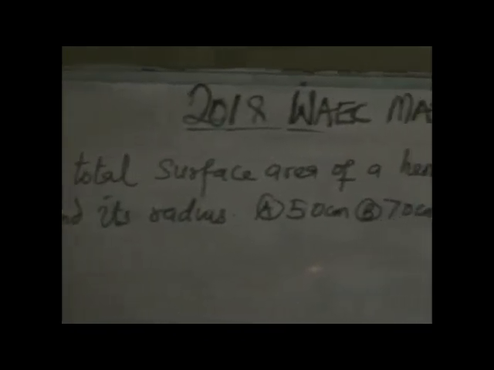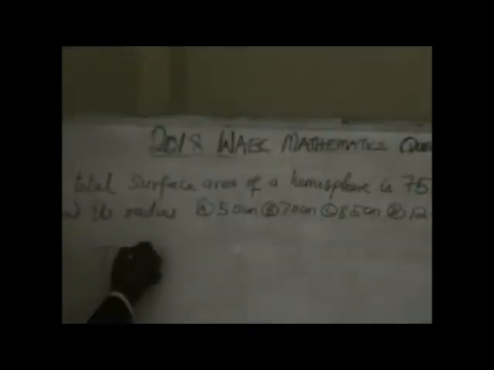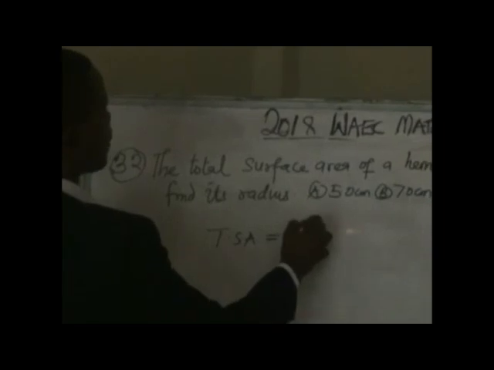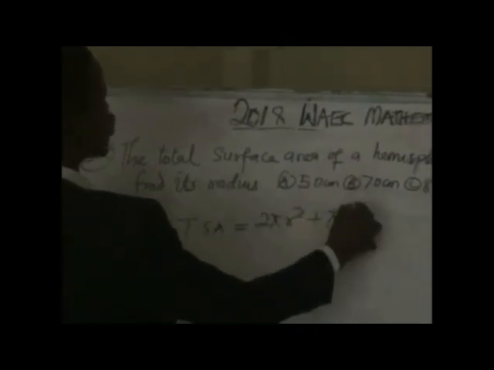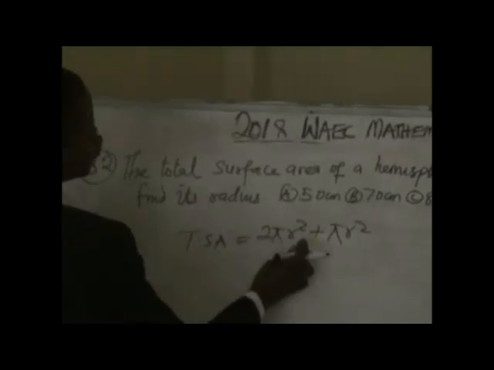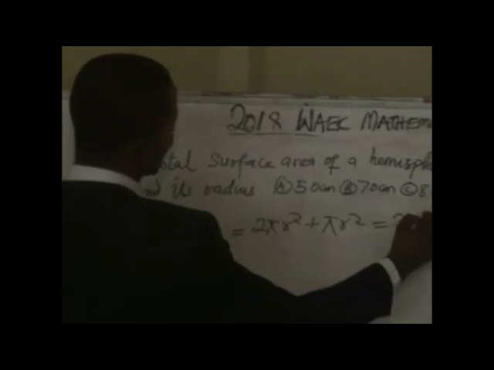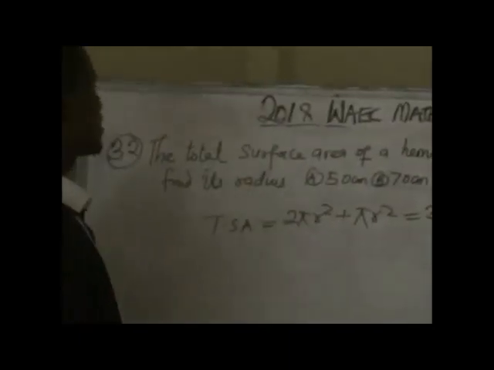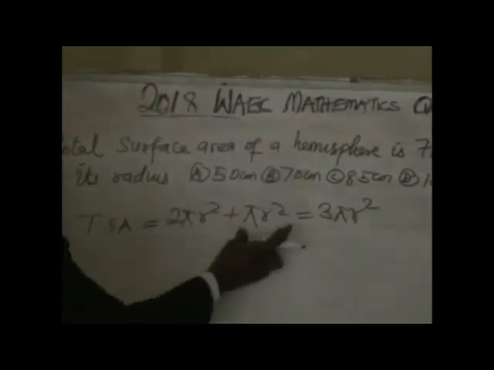You know, the total surface area, the TSA, of a hemisphere is the curved surface area, which is 2 pi r square, plus the area of the flat base, which is pi r square. So 2 pi r square plus pi r square equals 3 pi r square. Please, after this class, go and learn formulas, the basic formulas in mensuration. This is the curved surface area of the hemisphere, and this is the area of the flat base.